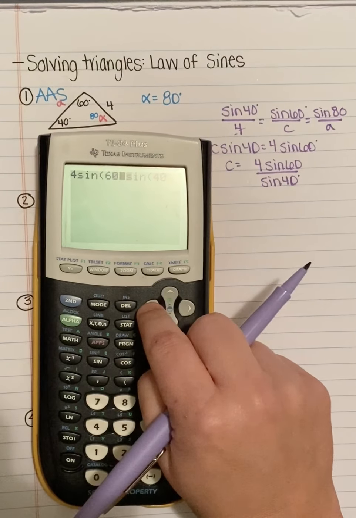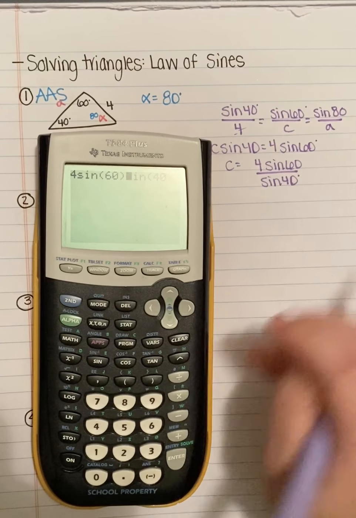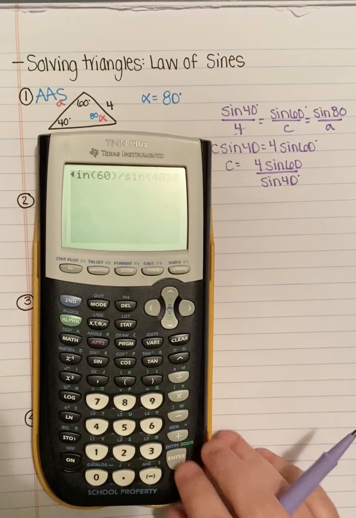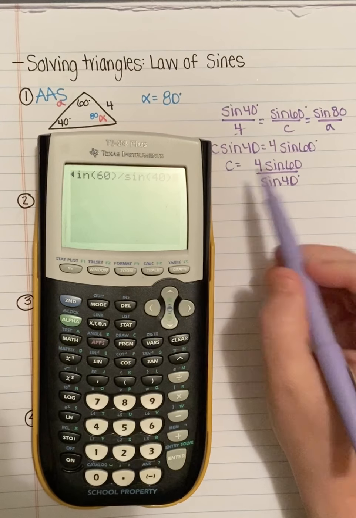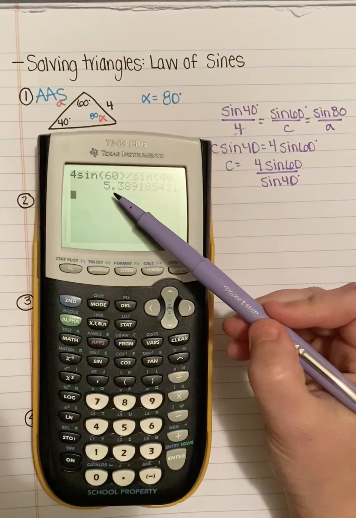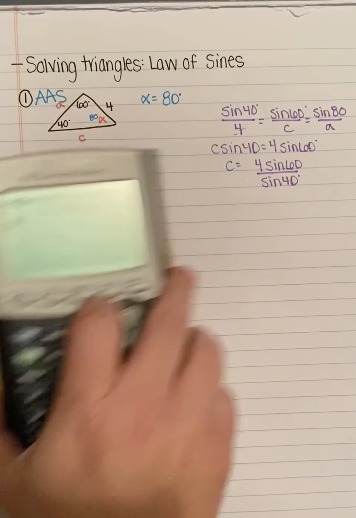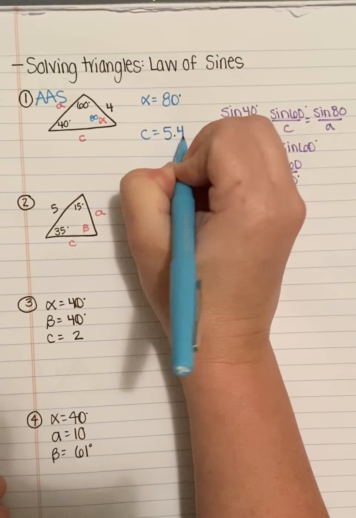Now, let me go back here. Remember, my calculator pops open parentheses, so I got to close parentheses at 60, and then I'm going to divide by the sine of 40, and then close that back up. Now, this is a side. We're going to round our sides to the nearest tenth. So if I hit enter here, this gives me 5.38, and this 8 is going to bump this thing up, so c happens to be 5.4. So I'm going to come right here and put c equals 5.4.